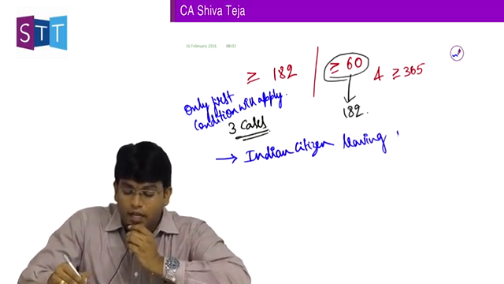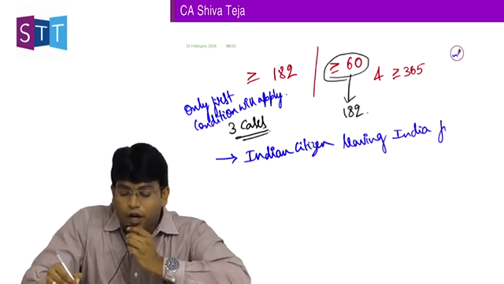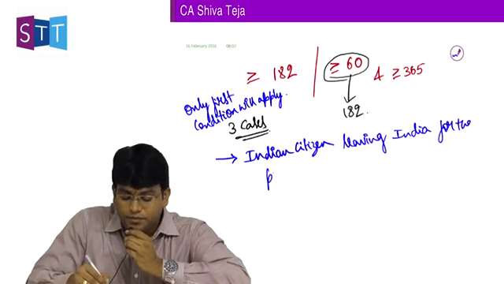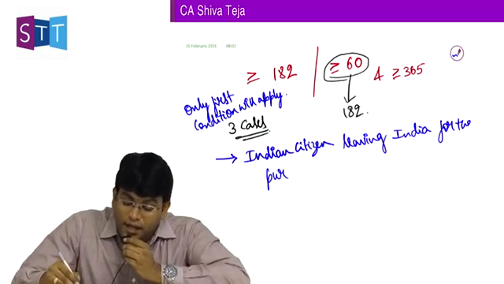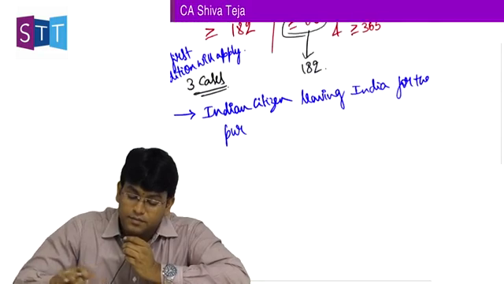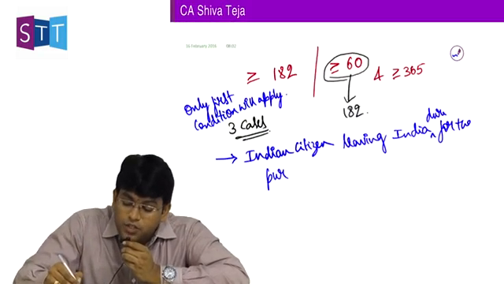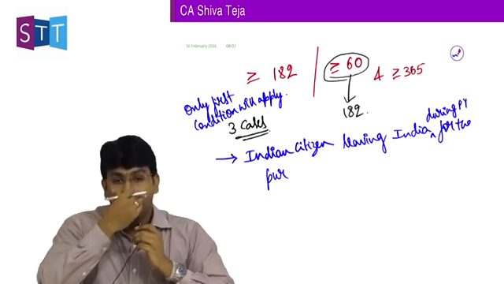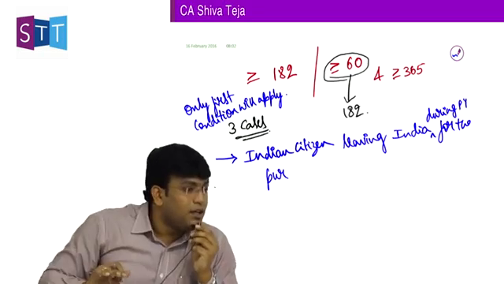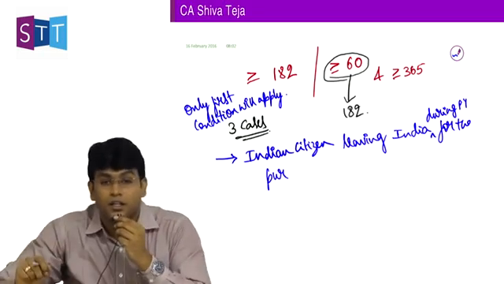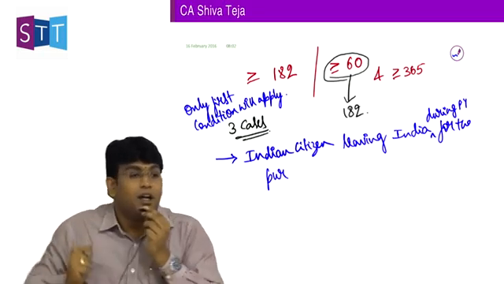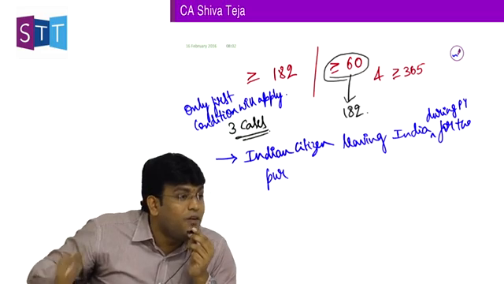Indian citizen leaving India during previous year. During previous year only he must go out of India. That year he must leave out of India. That year only he must leave out of India.